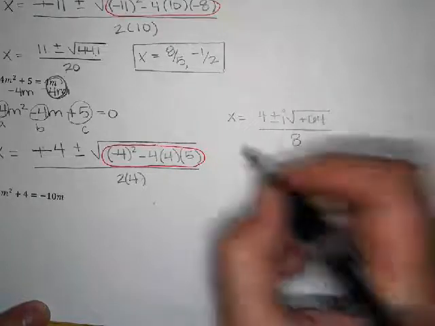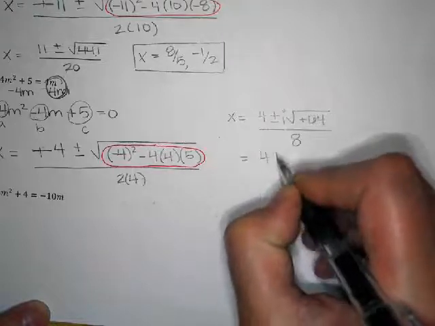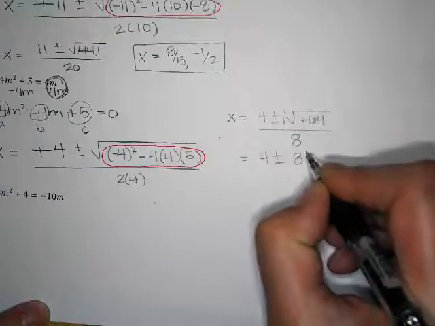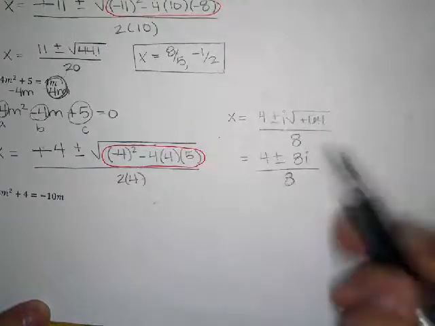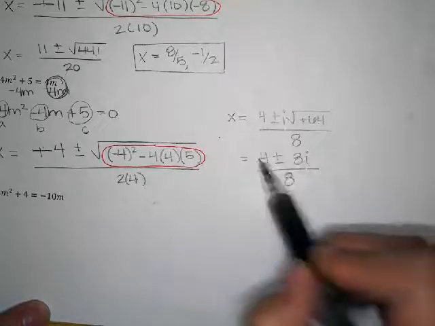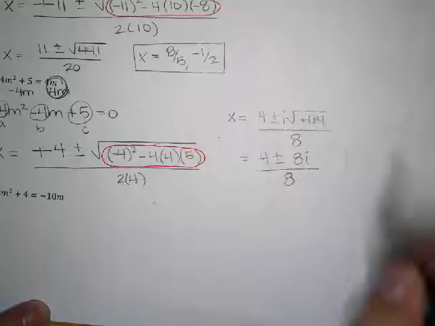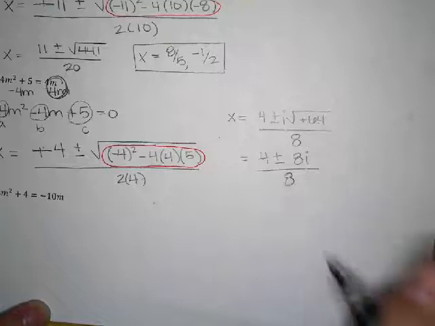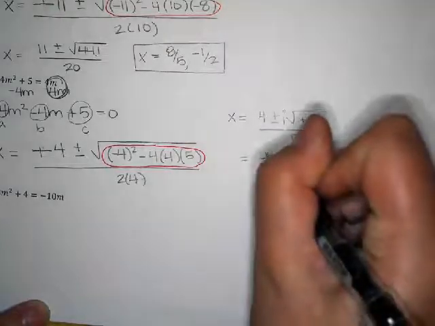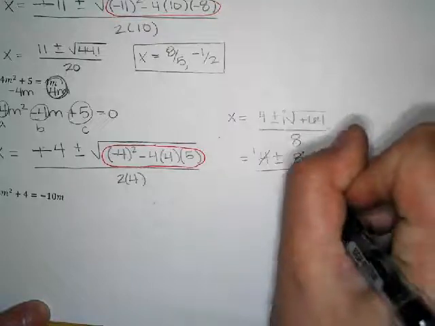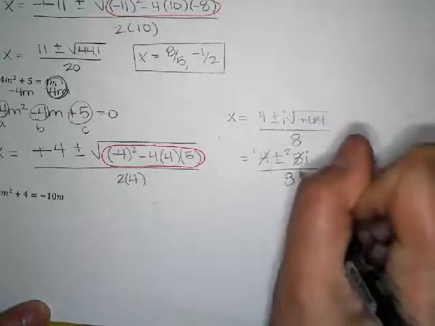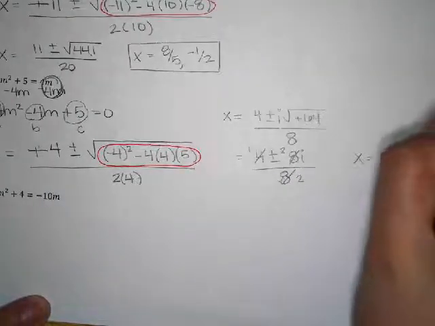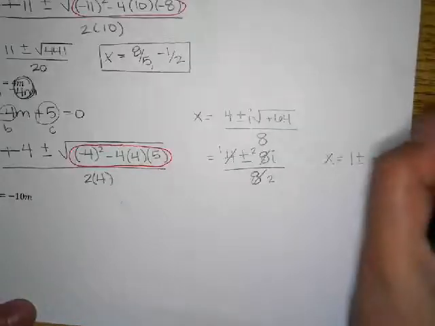So I've got 4 plus or minus, the square root of 64 is 8. So 8i over 8. And then if I look at all three of these numbers, and I can divide out the same number from all of them, then I should do that. So 4, 8, and 8 are all divisible by 4. So 4 divided by 4 is 1, 8 divided by 4 is 2, 8 divided by 4 is 2. So the final answer here is 1 plus or minus 2i over 2.